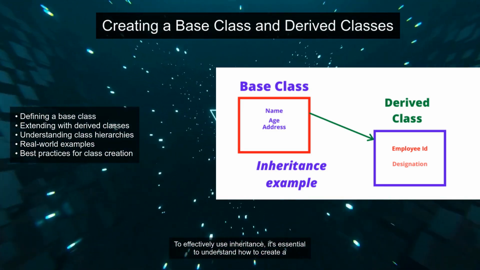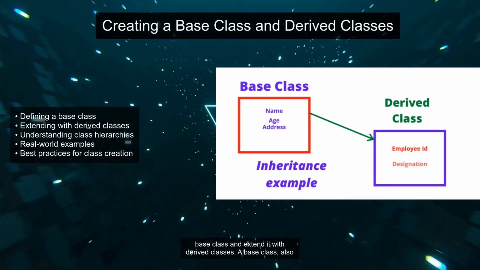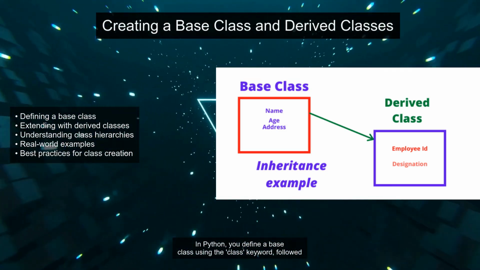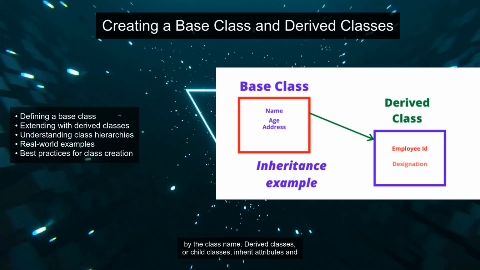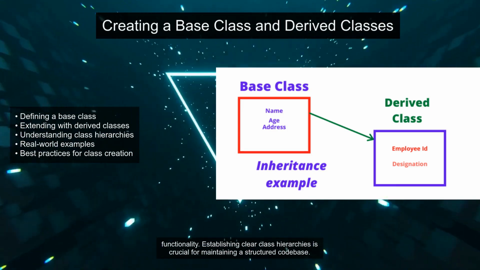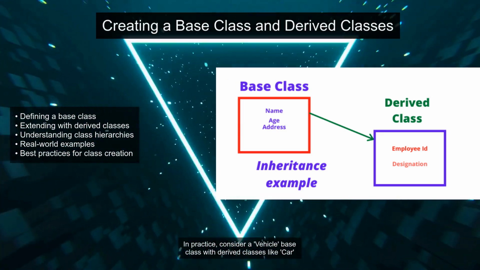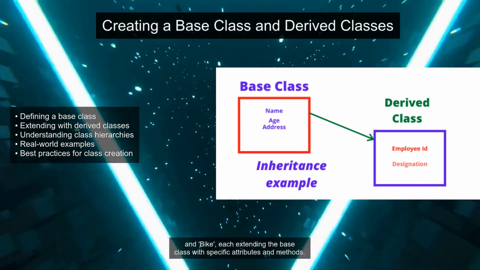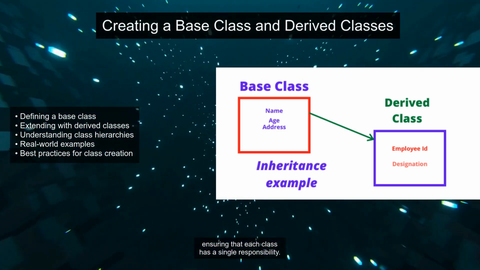To effectively use inheritance, it's essential to understand how to create a base class and extend it with derived classes. A base class, also known as a parent class, serves as a blueprint for other classes. In Python, you define a base class using the class keyword, followed by the class name. Derived classes, or child classes, inherit attributes and methods from the base class, allowing for the extension and customization of functionality. Establishing clear class hierarchies is crucial for maintaining a structured codebase. In practice, consider a vehicle base class with derived classes like car and bike, each extending the base class with specific attributes and methods. Best practices for class creation include using descriptive names, minimizing dependencies, and ensuring that each class has a single responsibility.